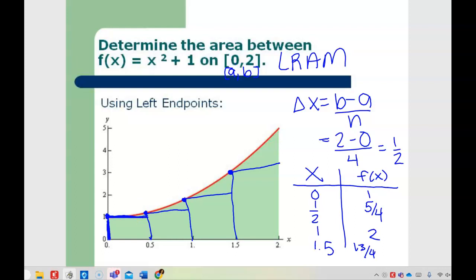So the area of this first rectangle is 1/2 times 1. My second area is 1/2 times 5/4. And then 1/2 times 2. And 1/2 times 13/4.